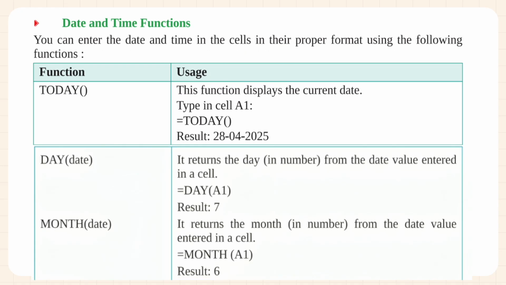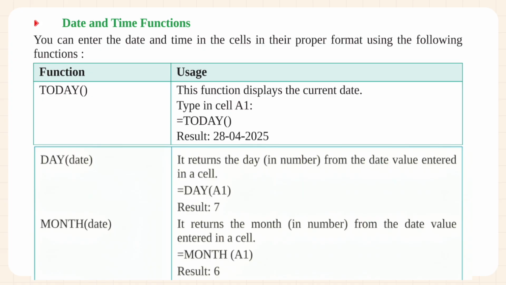Date and time functions. You can enter the date and time in the cells in their proper format using the following functions. TODAY displays the current date. Type in cell A1: =TODAY(). Result: 28th April 2025.